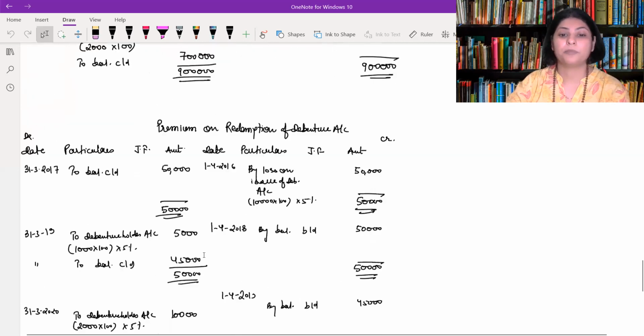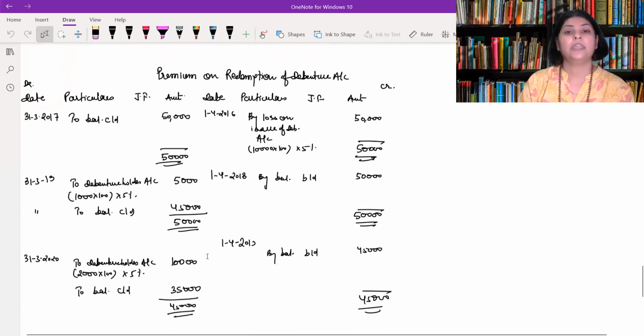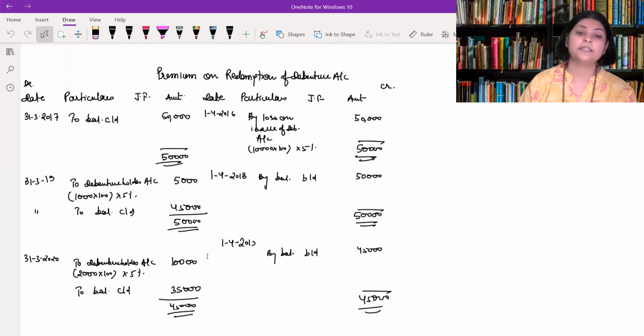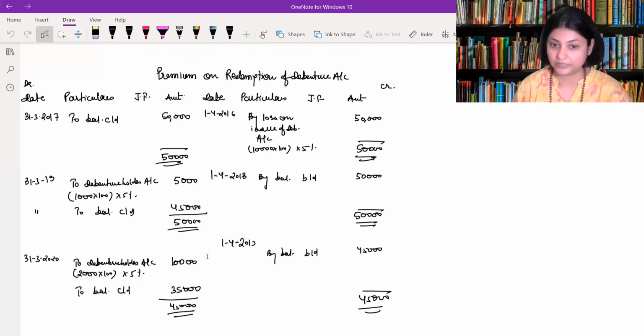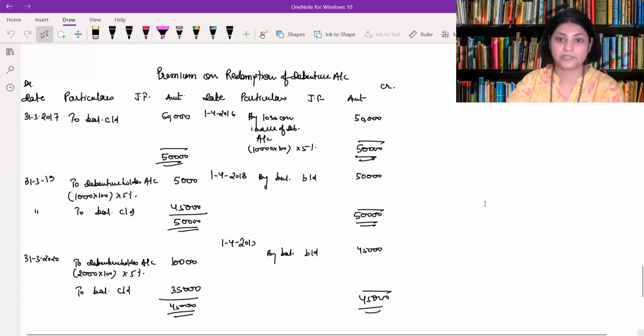Then the last account we prepared, premium on redemption of debenture. This is again a liability account. It had a credit balance, and then the company started paying off the debenture holder from the second year onwards. So in the second year, when the redemption of 1,000 debentures was done, the company paid 5,000 rupees to the debenture holder as an extra amount, which is premium. And in the third year, the company paid an extra amount to the debenture holder on redemption of 2,000 debentures, and that extra amount was 10,000 rupees. So like this, for 3 years, we have prepared premium on redemption of debenture account as well.